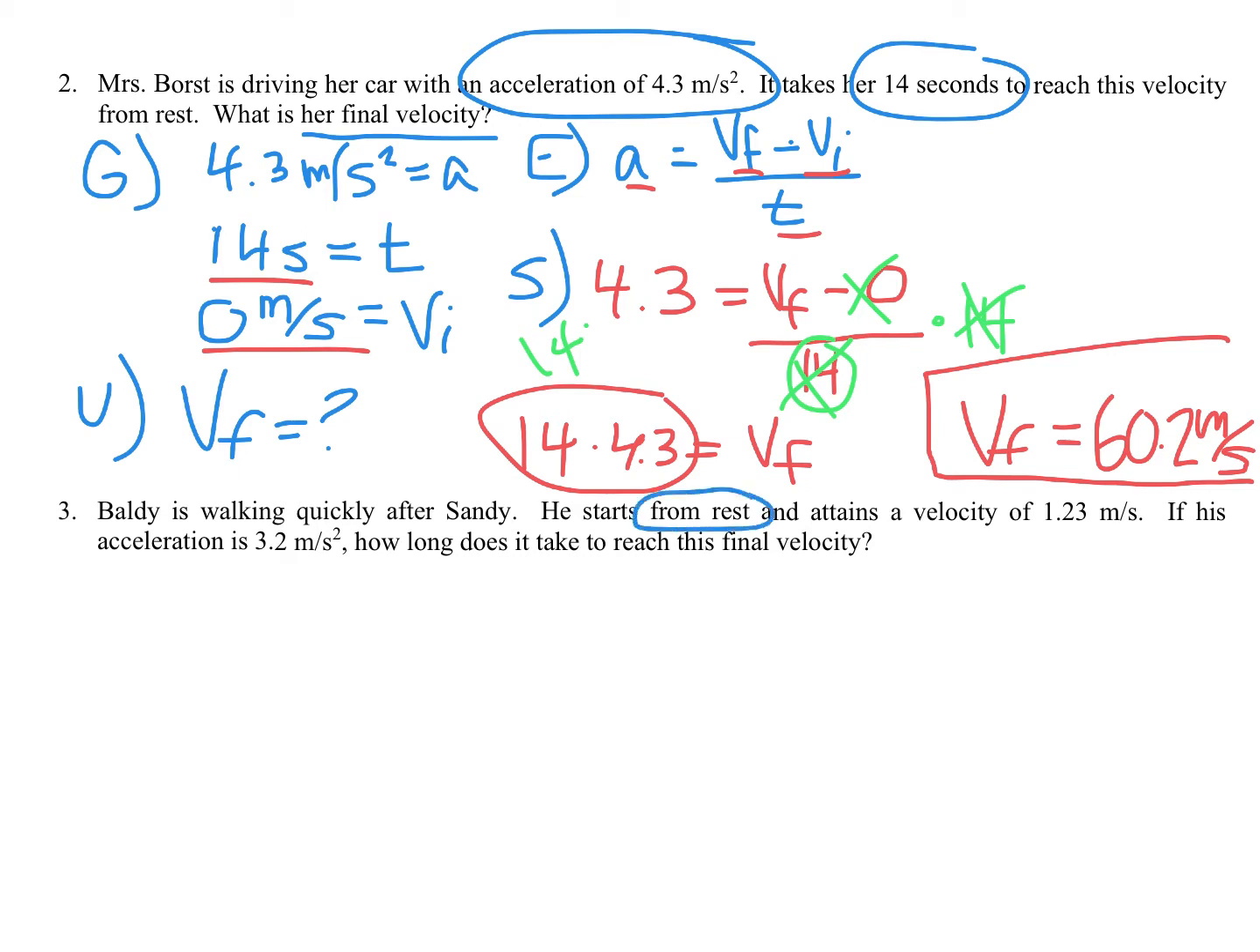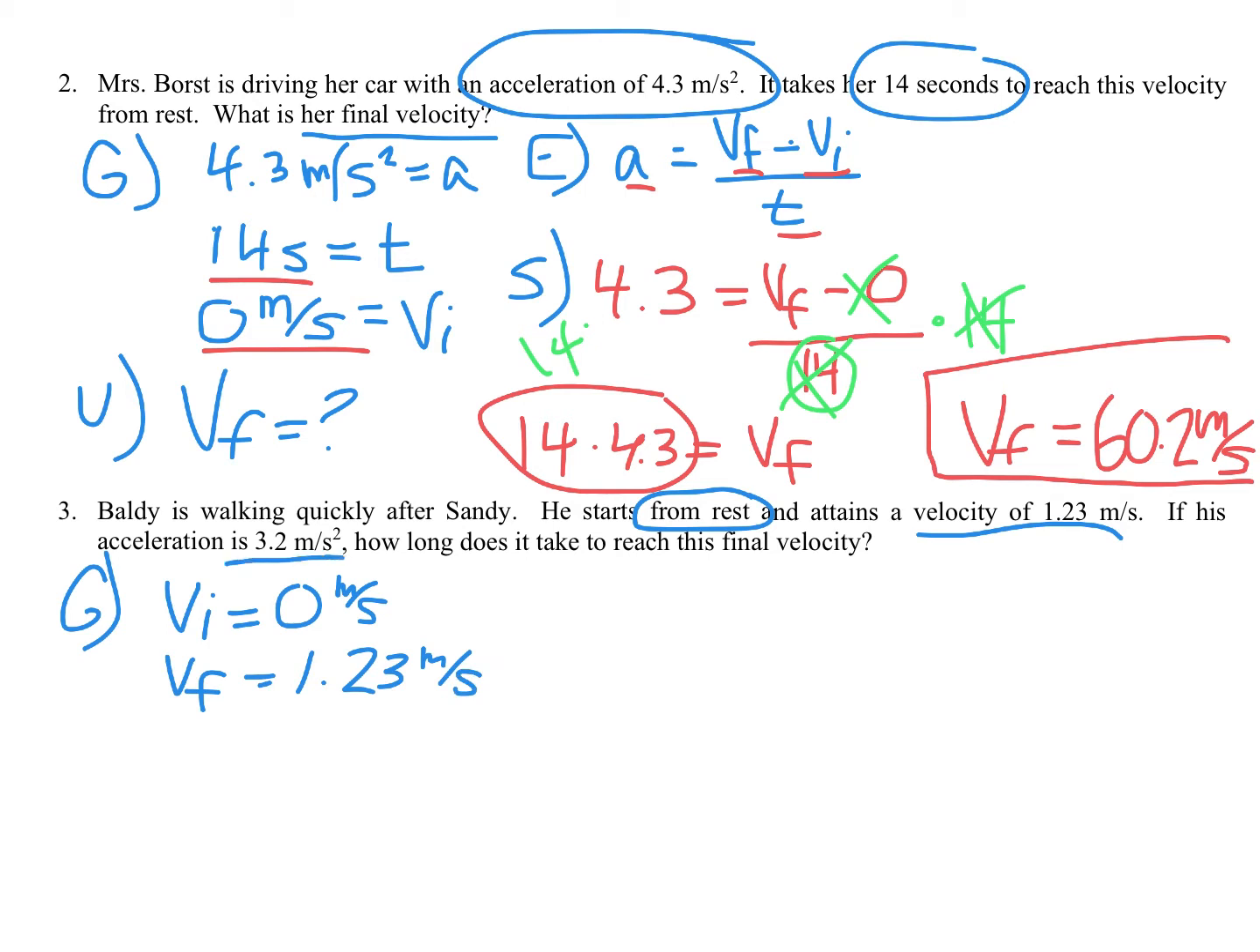He starts from rest, okay, so right away given to me, my starting initial velocity is 0 meters per second. And he then attains a velocity of 1.23 meters per second. So that looks like Baldy's final velocity is 1.23 meters per second, which is pretty quick when you're in a Baldy costume. Nice job, Baldy. Now, his acceleration is 3.2 meters per second squared, so that's given to me. I want to know how long does it take to reach this final velocity. So that looks like how long something takes is really asking me what the time is.